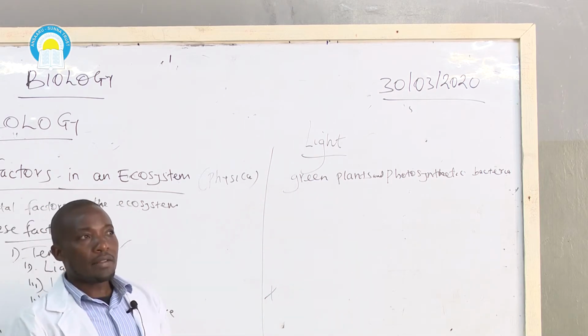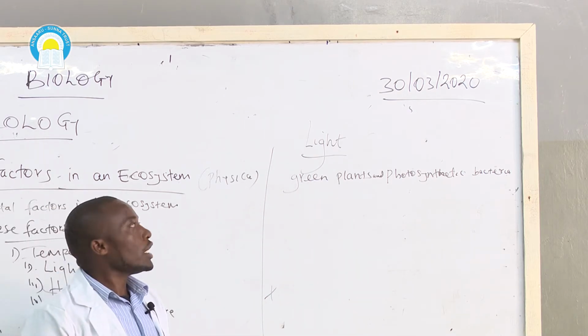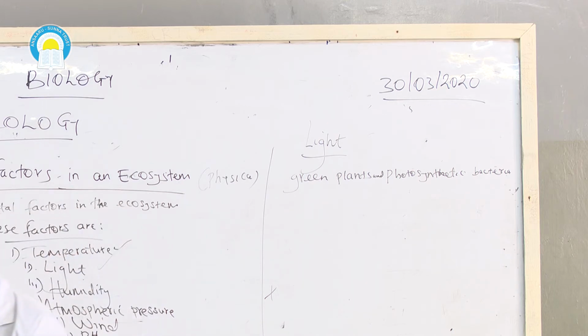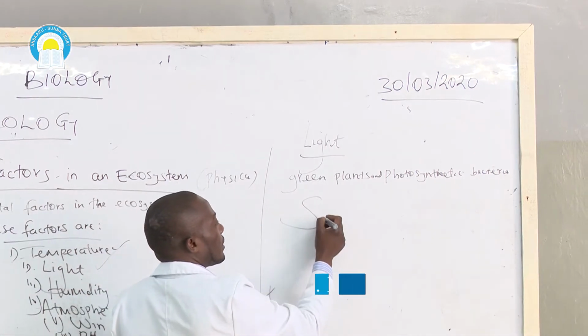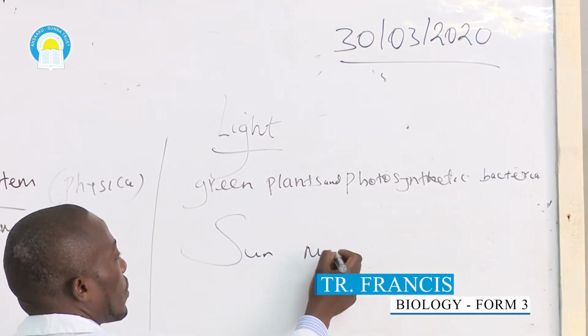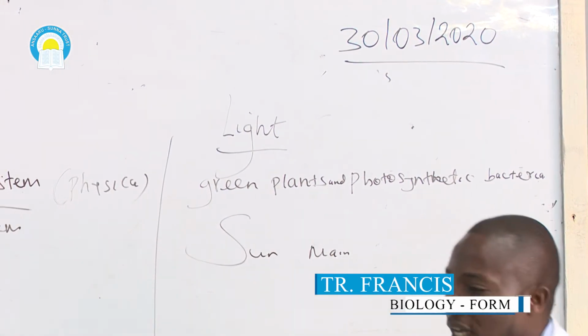Remember, plants are the main source of food in an ecosystem. So how does light affect the distribution of living organisms? We are saying light is required by green plants and the photosynthetic bacteria in the manufacture of their own food in the process of photosynthesis. The sun is the main source of light energy.